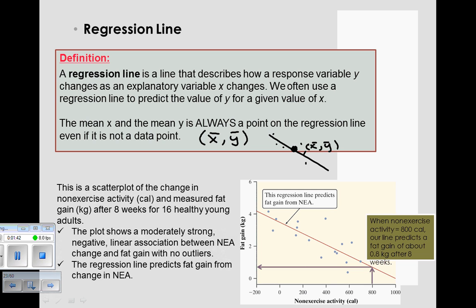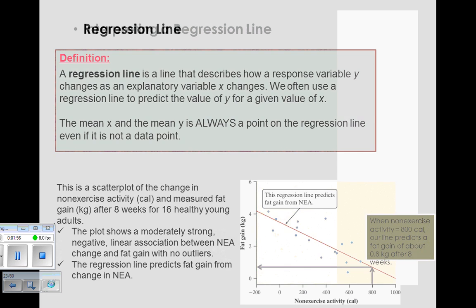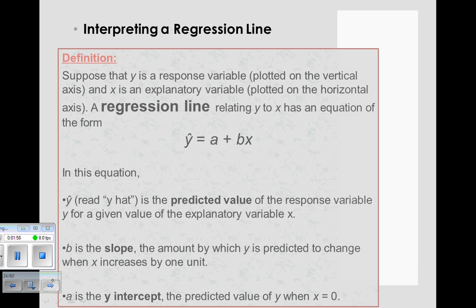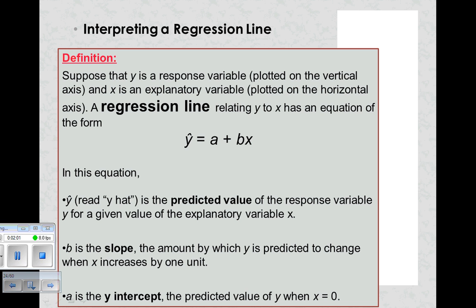So when non-exercise activity would be 800, we could see our line predicts a fat gain of about 0.8 after 8 weeks. All right? So this is a predicting model. So in order to show that something is a predicted model, instead of doing y equals, we use this little thing called y hat. Now when you write it out, you can just do y hat when you type it up for me, or you could just do y with a little thing after it. Or if you're fancy and you want to figure out how to use the rest of the equation stuff in there, you could actually do the y hat.